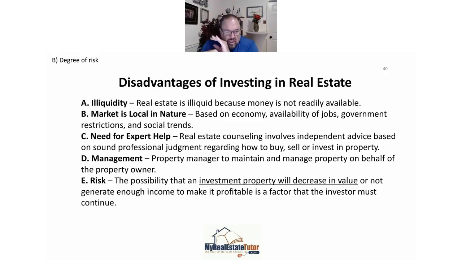I'm just going to go over and highlight the ones here in bold. Illiquidity, market is local in nature. Okay. Need for expert help, management, and risk. Okay. Now, when we talk about illiquid or illiquidity, that means real estate is illiquid because money is not readily available. Say, well, John, my house is paid off. Okay. Are you employed? No, I don't have a job. Well, do you think you're going to refinance your home and qualify for it? Don't have any way to pay the loan. So there's no way to get to your money on your home. Okay.